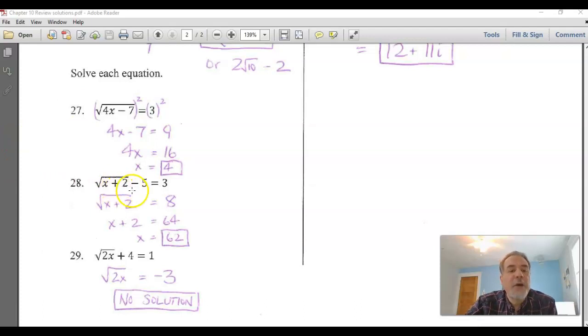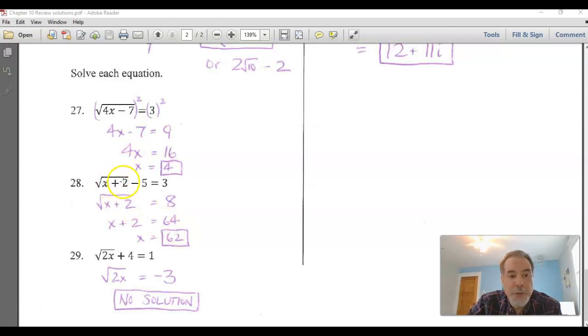Number 28. Now here, before we get rid of the radical sign, we need it to be by itself on one side. We need it isolated without anything else that isn't under the radical sign. So we start by getting rid of the minus 5 by adding plus 5 to both sides. Then we have the square root of x plus 2 all by itself equals 8. Now we square both sides. That undoes the square root, and x plus 2 equals, and then 8 squared becomes 64. Then subtract 2 on both sides and we get x equals 62. And that is our final answer.